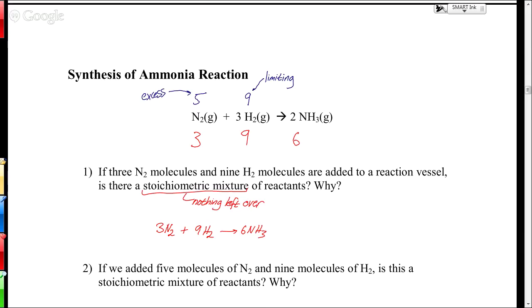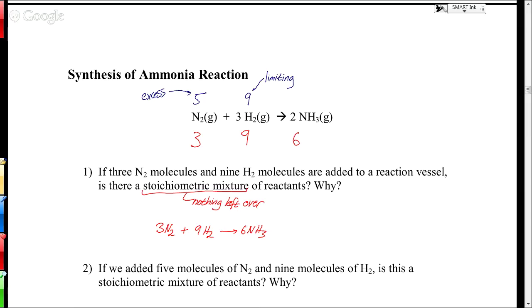Now note those numbers. It can be a little confusing sometimes because the 9 is bigger than 5. So sometimes people look at that and say, oh, well, the smaller number, that's the limiting one. But in this case, that's not the case, because you need more than 9 hydrogens to react with 5 nitrogens. How many hydrogens would you need to react with 5 nitrogens? 15, because you need 3 times as many.